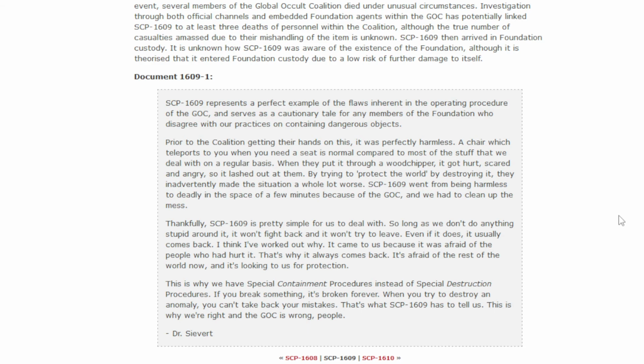This is one of the few SCPs that went from Safe to Euclid to Safe to Keter to Safe, then went back to Euclid. They couldn't decide.